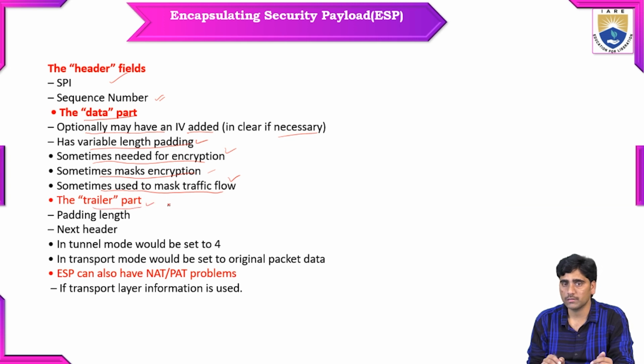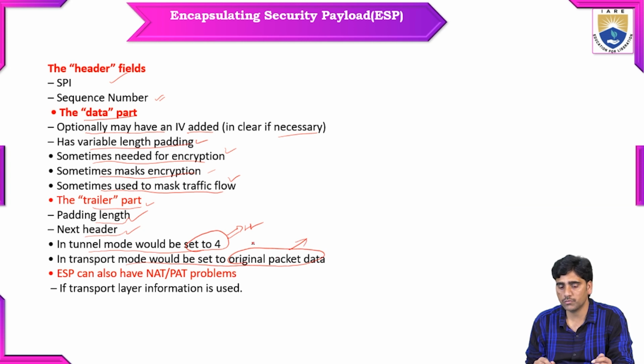The trailer part contains what? One is the padding length, and the other is the next header field. In tunnel mode it would be set to 4. In transport mode it would be set to the original packet data. And tunnel mode would be set to 4.